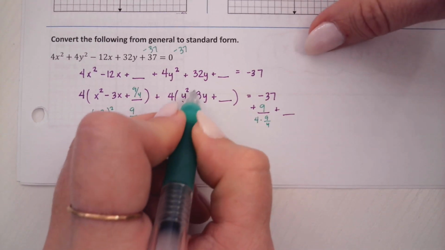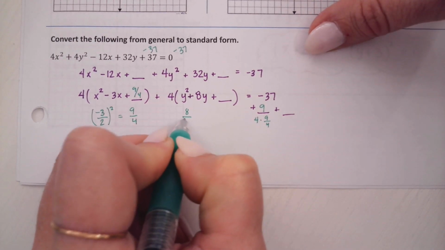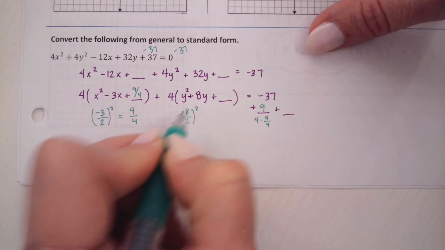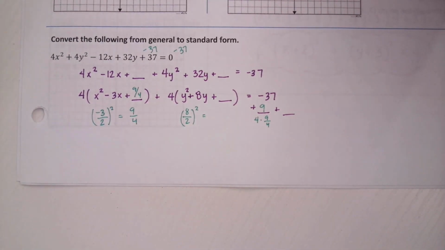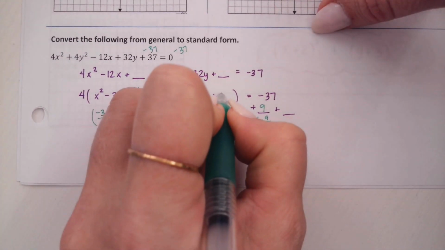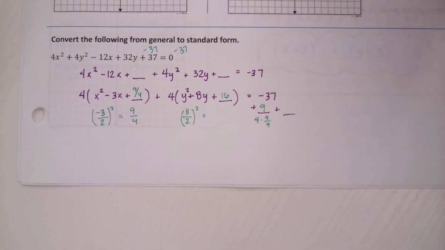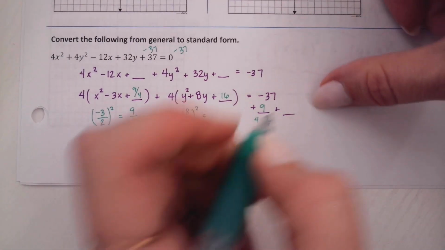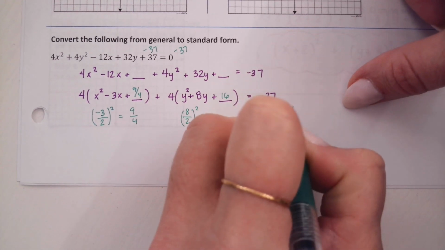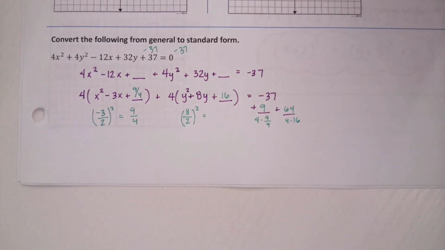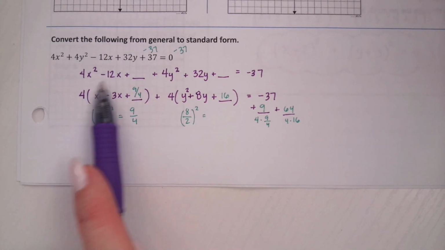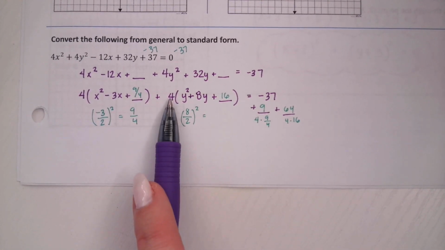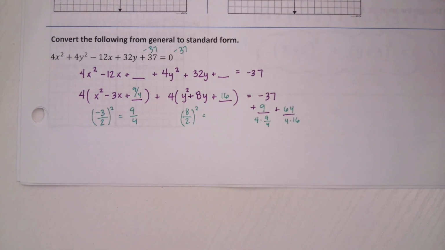Alright, we'll take the b on the next one, which is 8. We'll divide that by 2, which is 4, and we'll square that. What's 4 squared? 16. But what do we add to the right-hand side? 4 times 16, which is 64. We did this times this and got this number. Okay, we ready to factor?